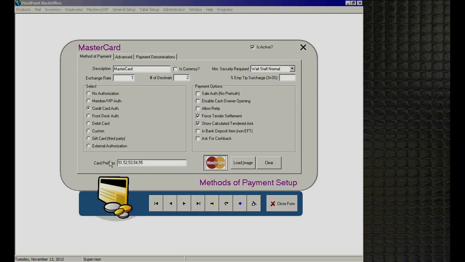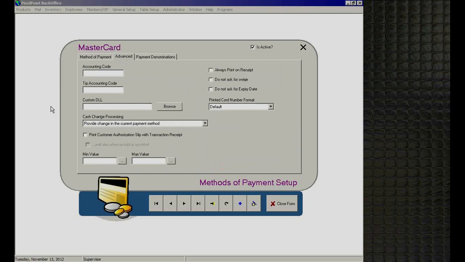Same goes here for MasterCard. Take a look at here. If it begins with a 51, 2, 3, 4, or 5, then the system will know it's a MasterCard. Okay, so that's basically what all these prefixes do, is that it will use card swipe recognition based on the prefix.